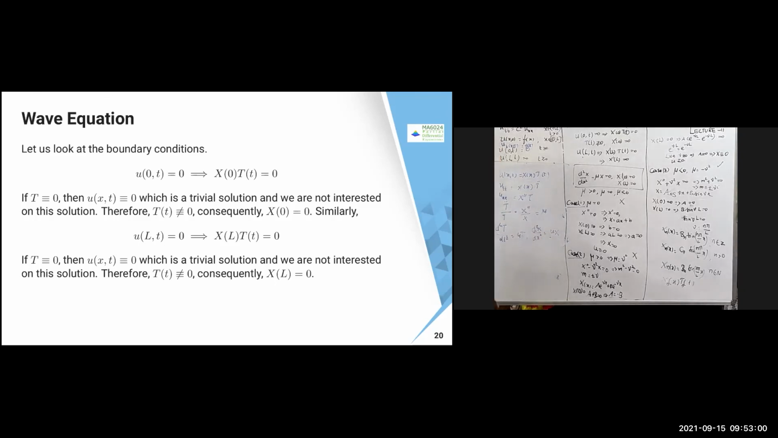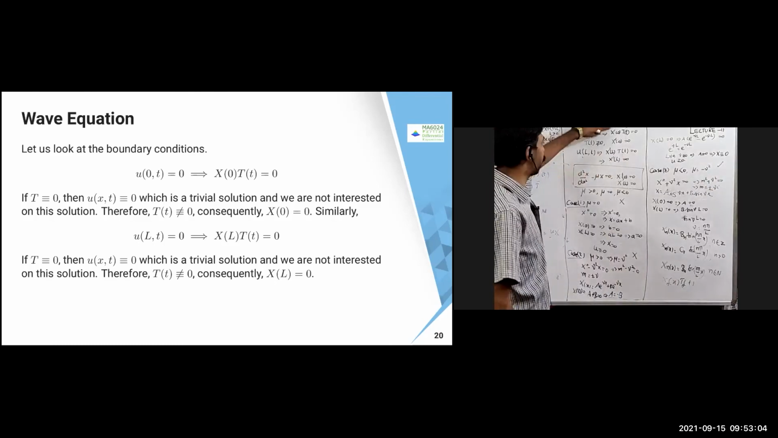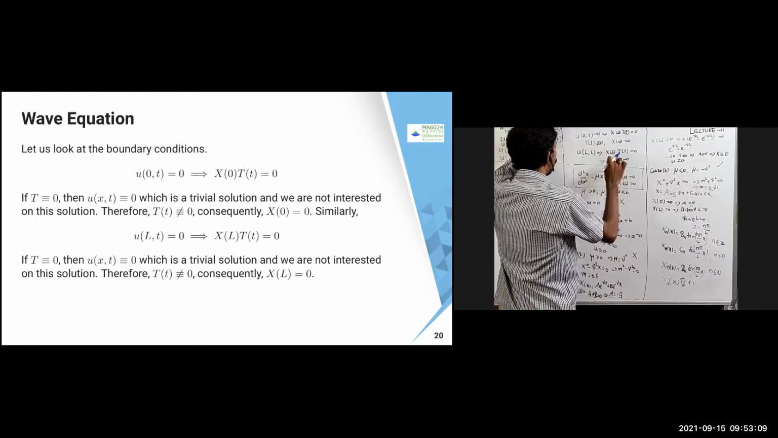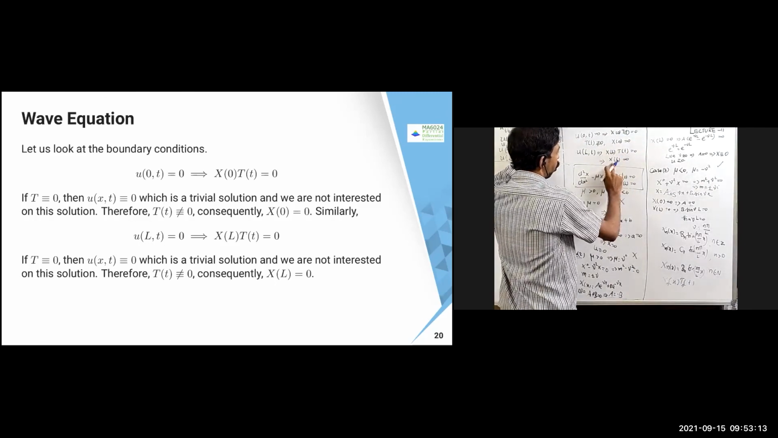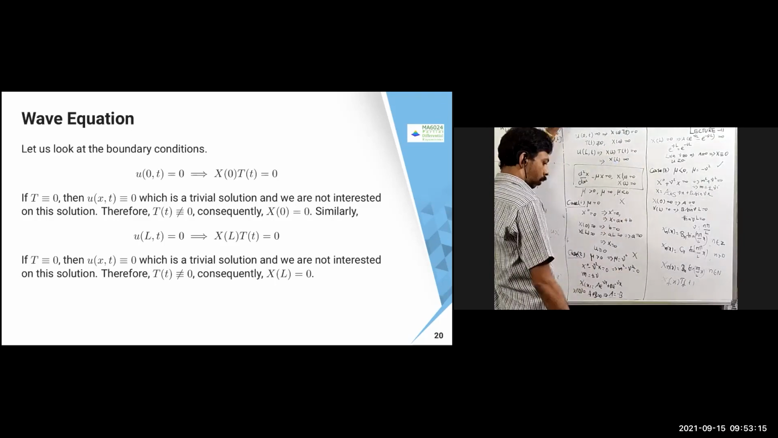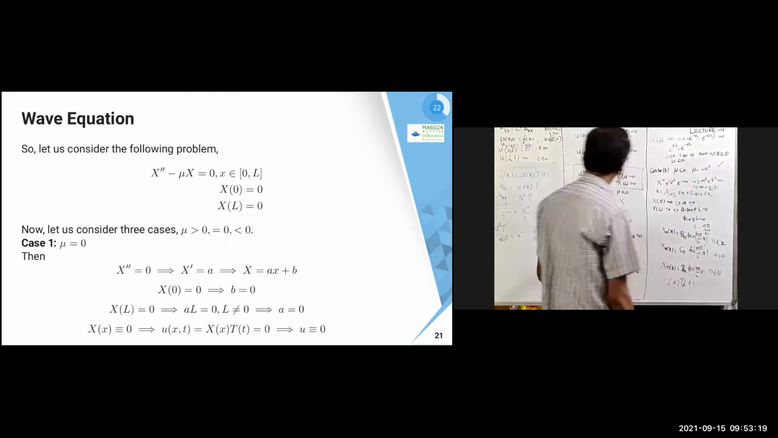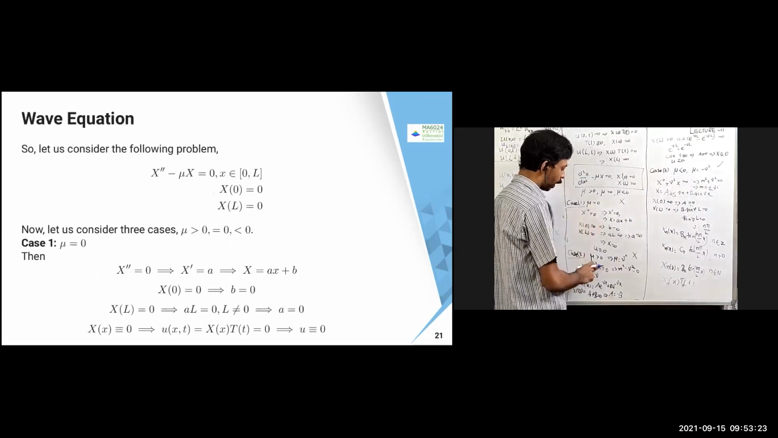So same kind of equation. Again use the same logic. u(0, t) equal to 0 means X(0) into T(t) equal to 0, and u(L, t) equal to X(L) into T(t). Again X(0) equal to 0, X(L) is going to become 0. Whatever I did, the same thing is going to come. Nu equal to 0, you are going to get the same logic. Again you are going to get X equal to 0. That means you are not interested at all.